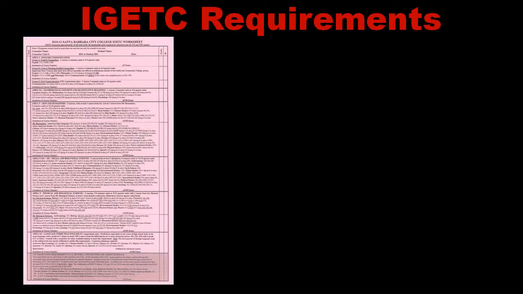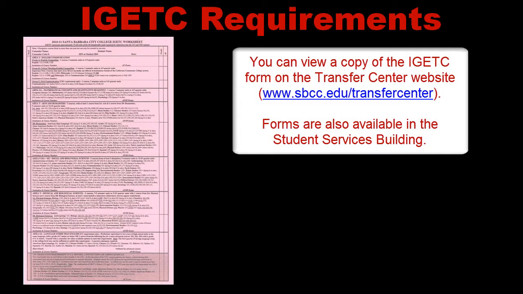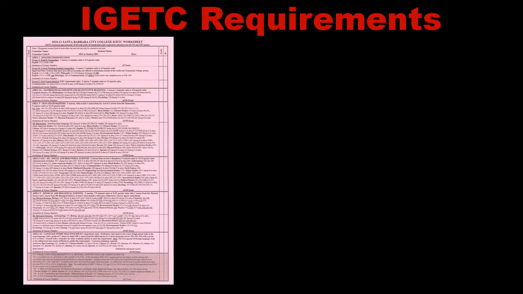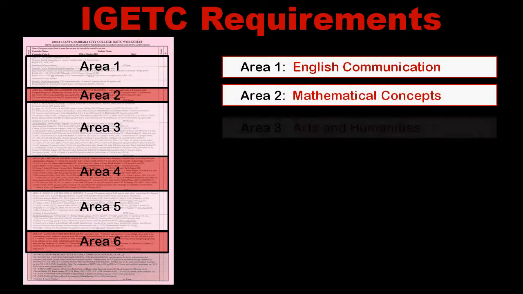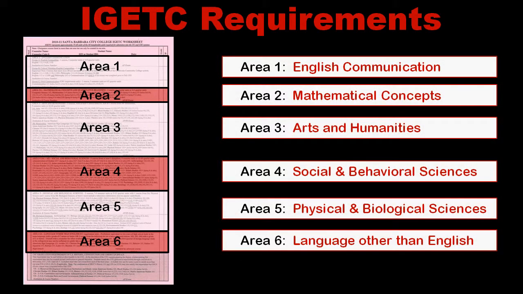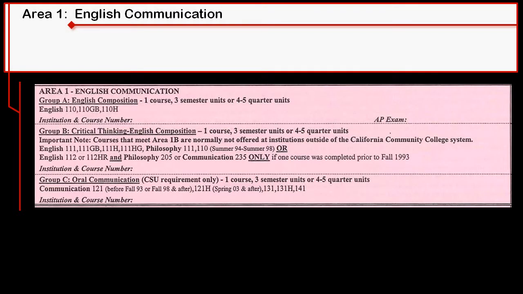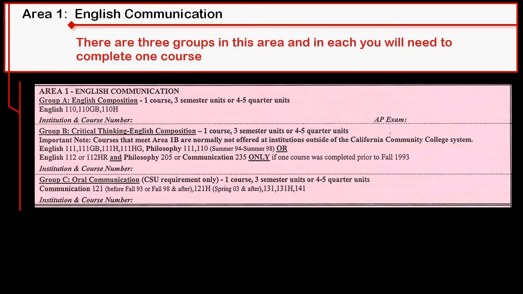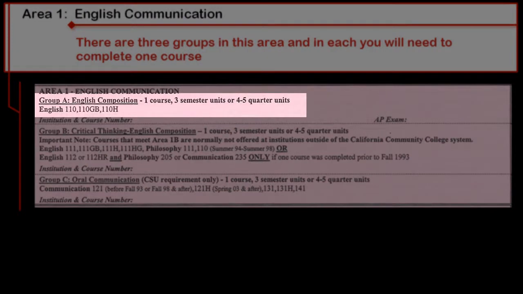Let's take a look at the IGETC form. At SBCC, most students know it simply as the pink sheet. At first glance, it may seem complicated, but once we break it down, you'll find it's an easy document to follow. IGETC is composed of 6 major areas or categories from which you are required to choose courses. Area 1 is the English communication area. There are 3 groups in this area, and in each one you will need to complete 1 course from those listed. Group A lists our required first semester English composition course.